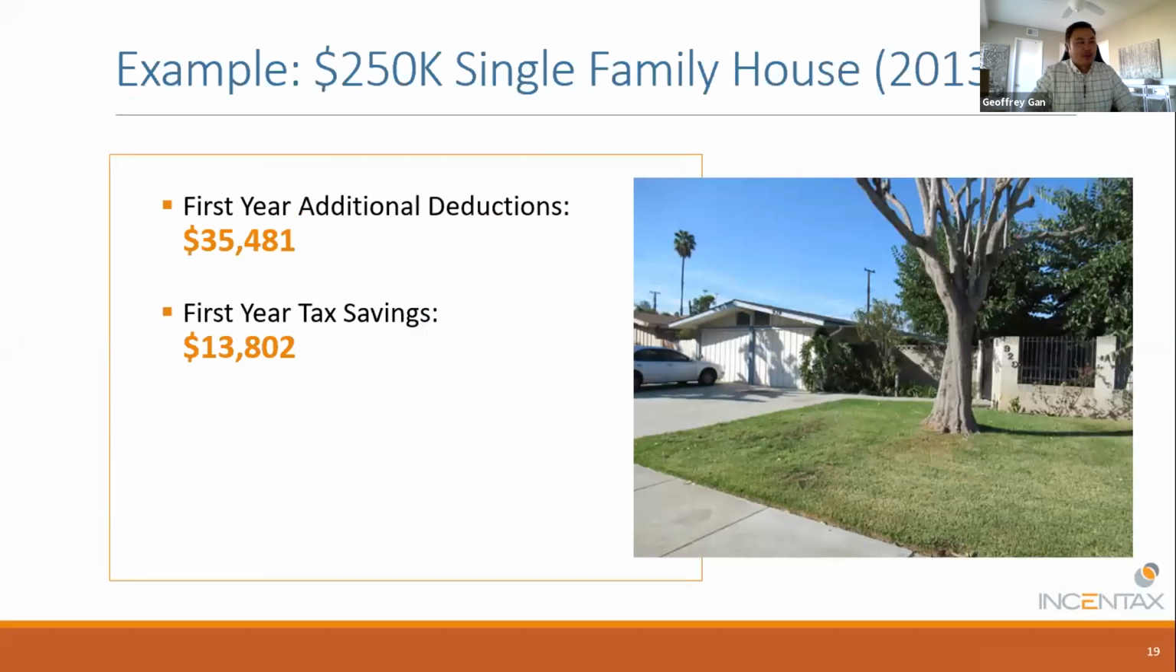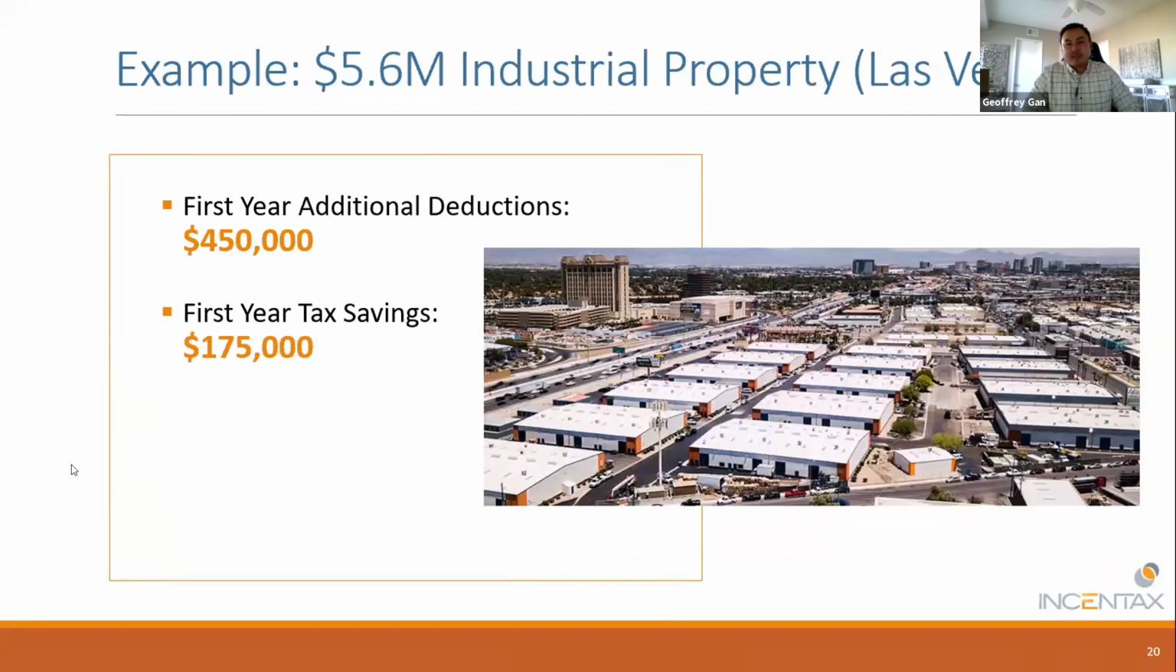Okay, so we're gonna get into some real examples. There was a $250,000 single family rental home that was purchased in 2013. Now, some of that is in land, but ultimately the additional deductions for the first year was about $35,000. So that was a tax savings of about $13,000. And the cost seg study was probably a couple grand.